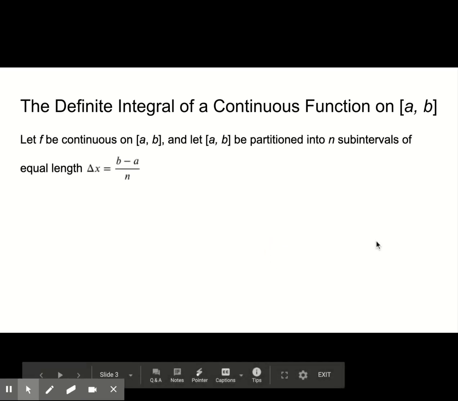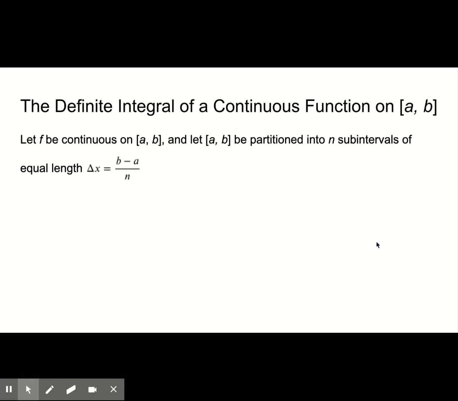Let f be continuous on AB, and let AB be partitioned into n subintervals of equal length delta x equals the quantity b minus a, all divided by n. Let's stop there for a moment. In our example, our interval was from t equals 0 to t equals 3. Those are the a and b values.